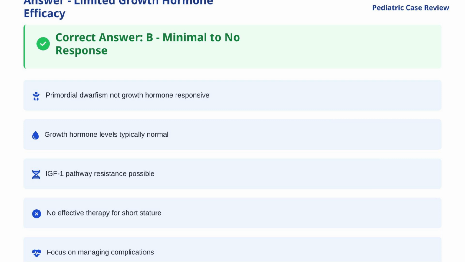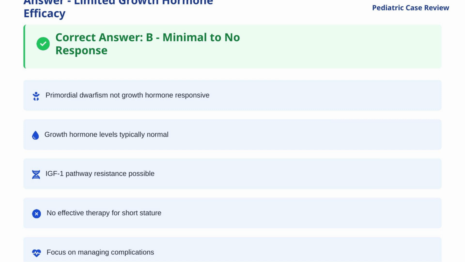The correct answer is B. Growth hormone therapy shows minimal to no response in Seckel syndrome. This is primordial dwarfism, not growth hormone deficiency. Growth hormone levels are typically normal, but cellular resistance to growth signals exists.